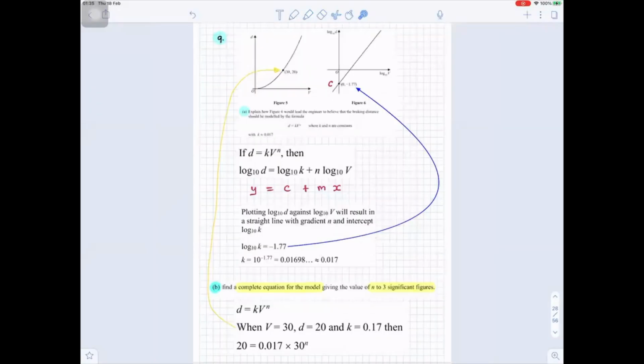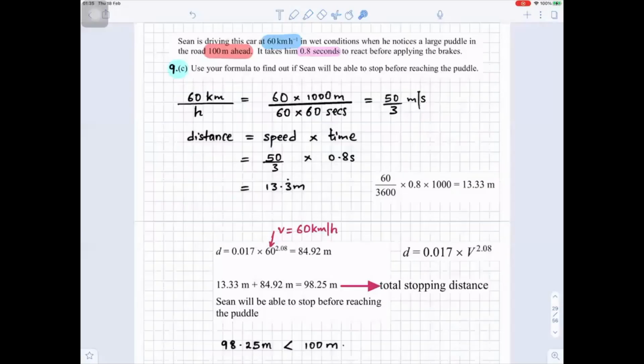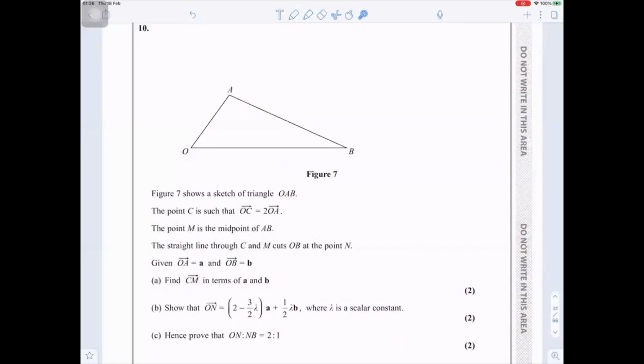Question 9A and 9B. And for 9B, remember the 30 and 20 came from those numbers there. So question 9B and question 9C.